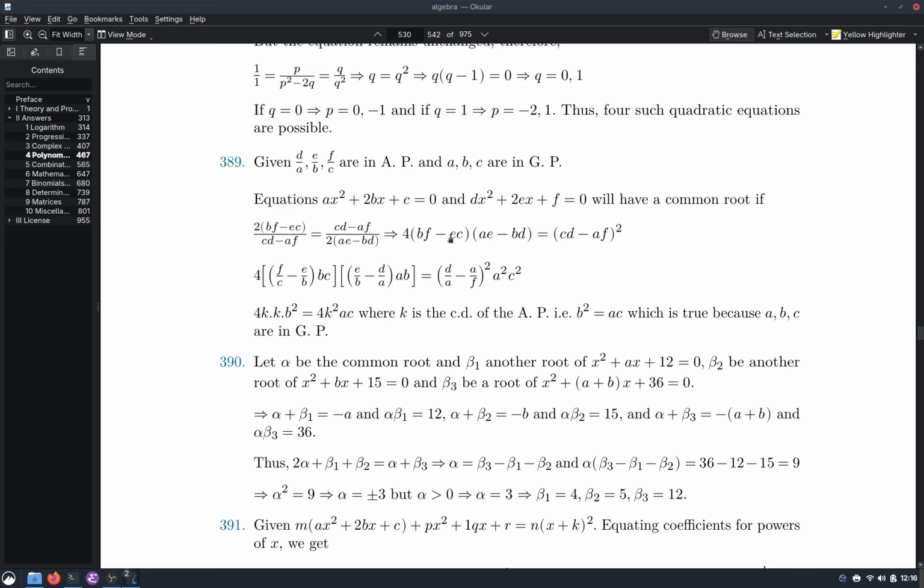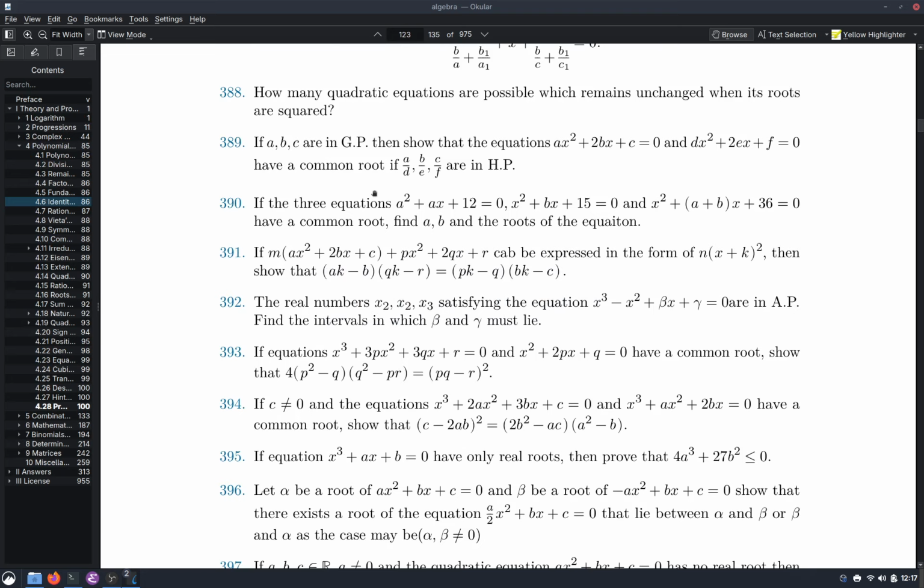We take bc common from the first and ab from the second. We get this equation. And from the right hand side, we take AC common. So you get this. Now, we can write 4k into k into b square is equal to 4k square into AC, where k is the common difference of this AP. Once we have that, b square is equal to AC, which means a, b, c are in GP, which was our assumption. So it turns out to be true. And that's how we have proven the required condition.